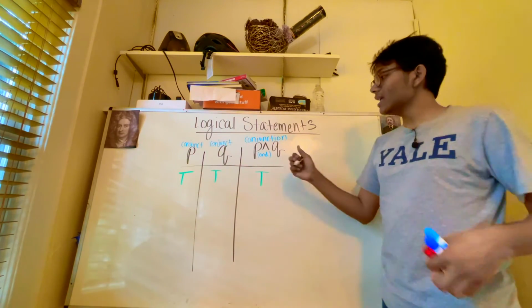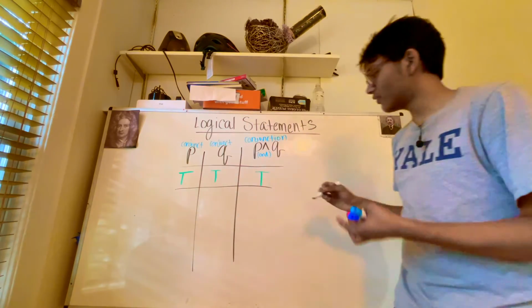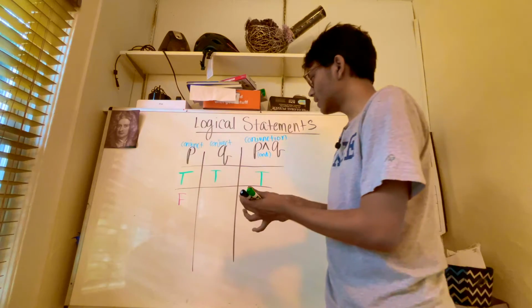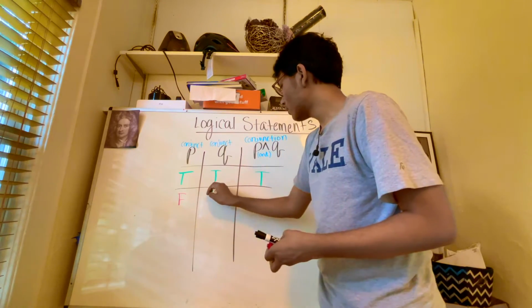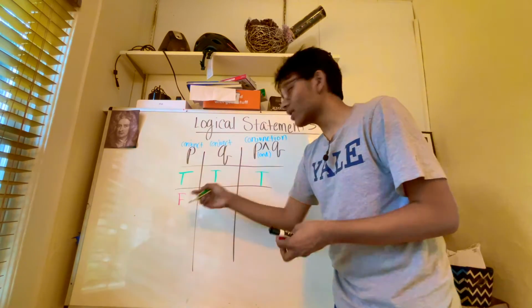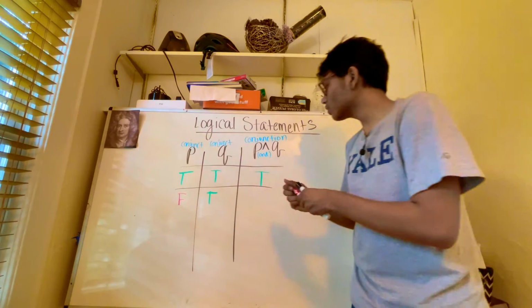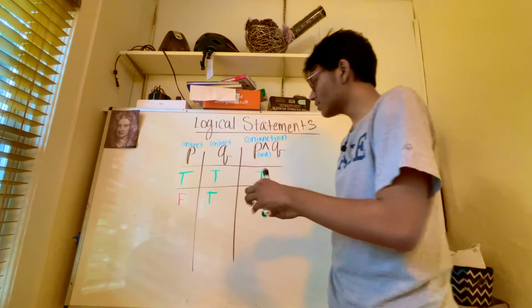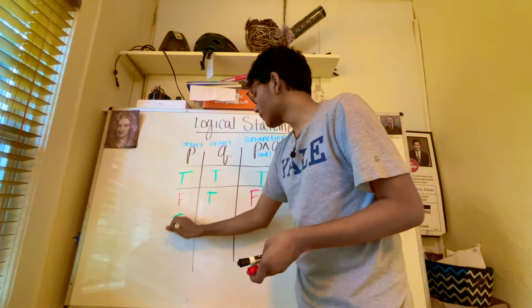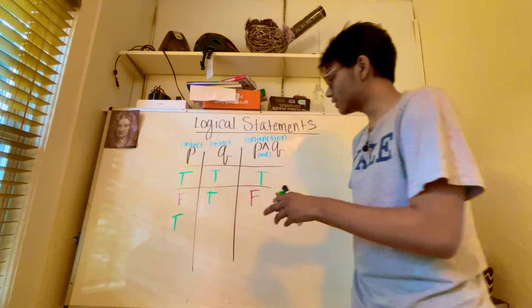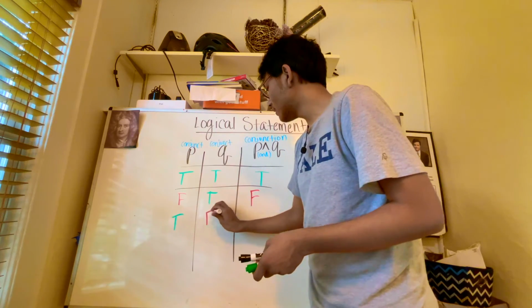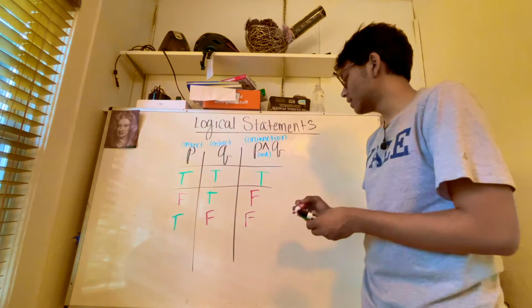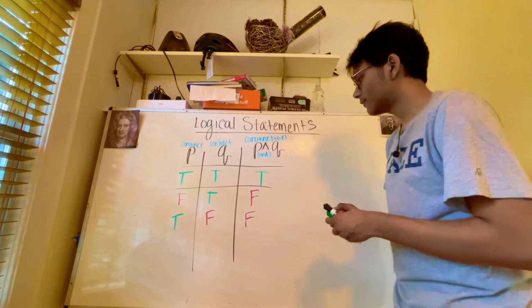What if P is false? What if one of our statements is false? Well, if P is false and Q is true, regardless, just because one of the statements is false means the whole thing is false. The whole conjunction becomes false. On the other hand, if P is true but Q is false, well, again, if you have even one false statement, that makes the whole thing crash down. That means the whole thing is false.